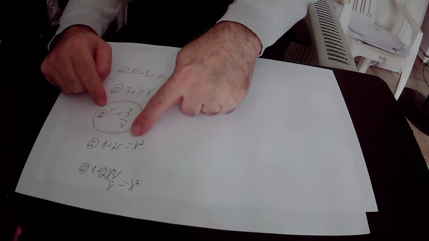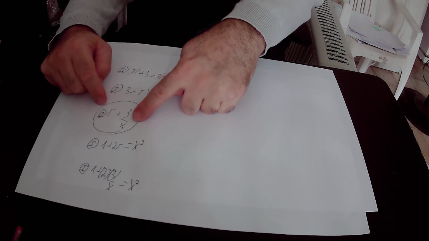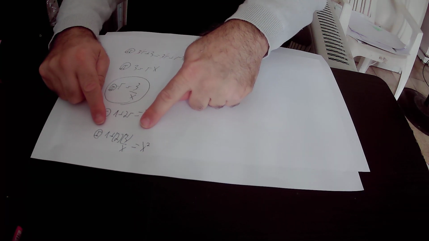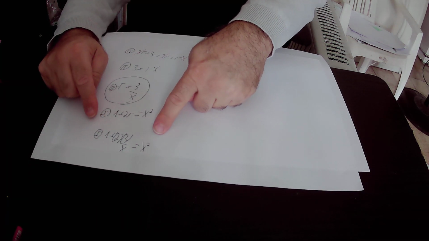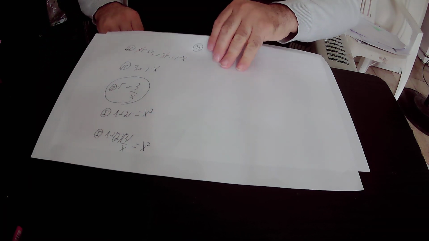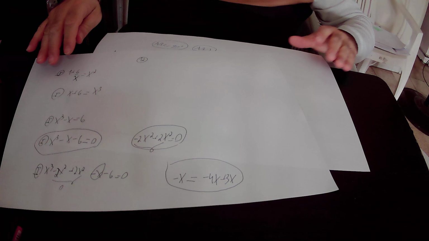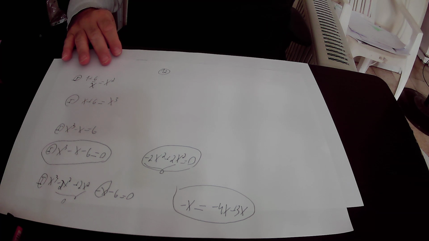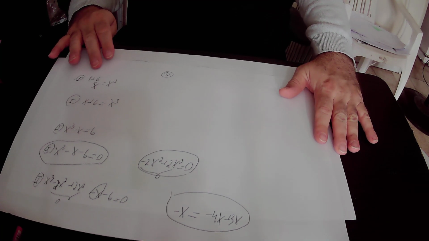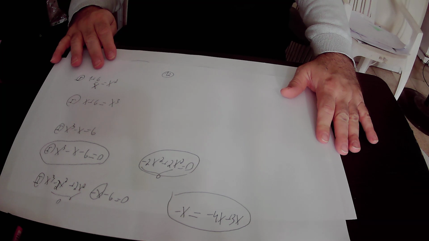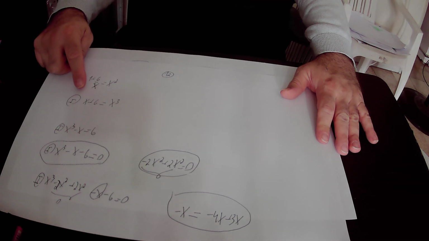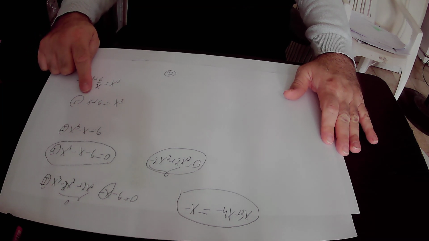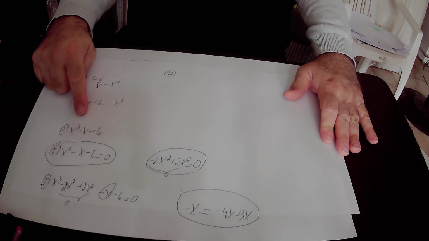So we substituted R in equation number 1 by 3 over x from equation number 2, and we got this equation: 1 plus 2 times 3 over x equals x squared. 2 times 3 is 6, so we got that 1 plus 6 over x equals x squared. We multiplied this equation by x, and we got that x plus 6 equals x cubed. Here we subtracted x, and we got that x cubed minus x equals 6.